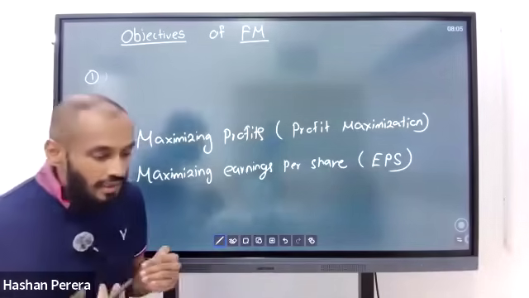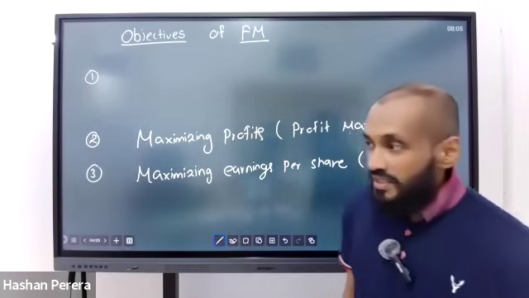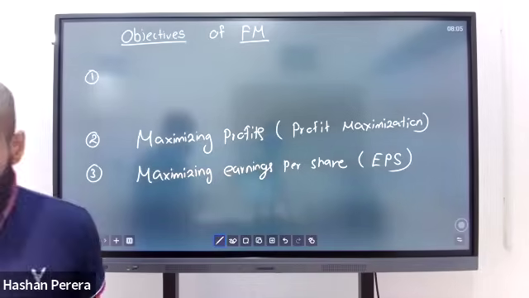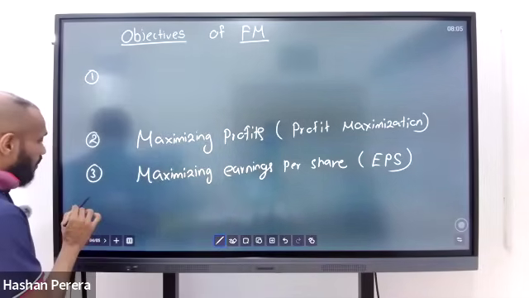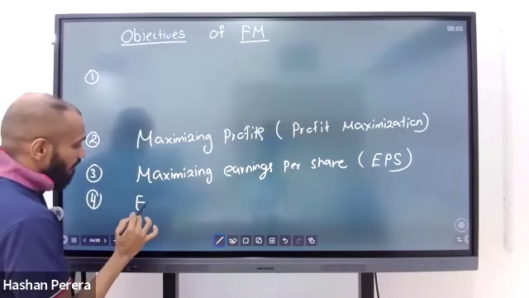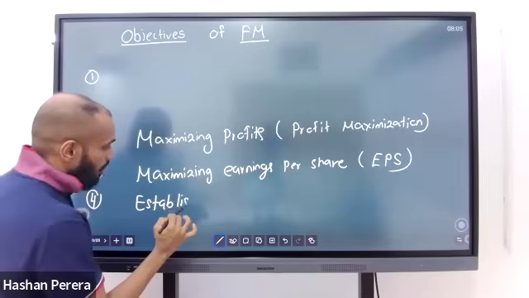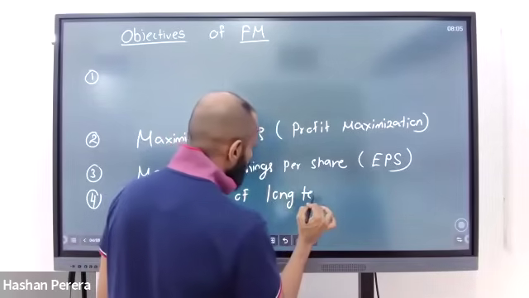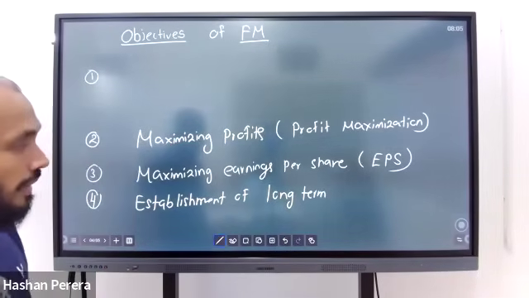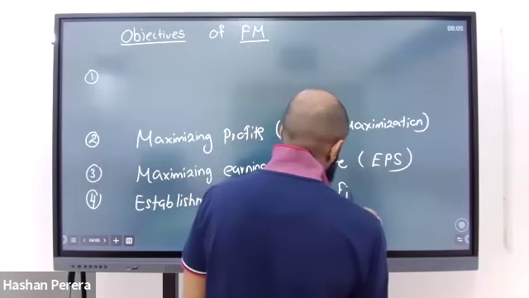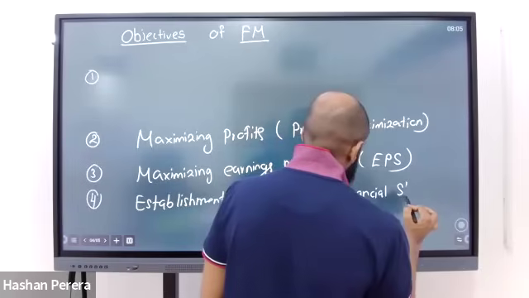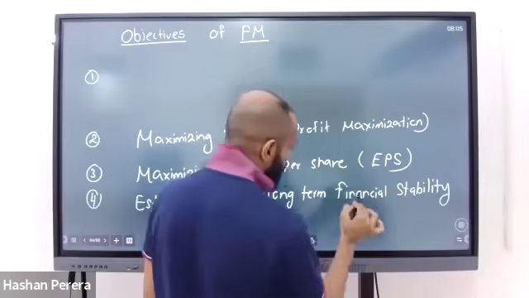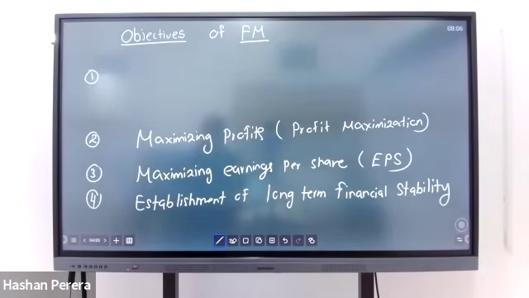That means how much is earned per share; that is the objective we take here. Clear? Right. Fourth one: establishment of long-term financial stability.